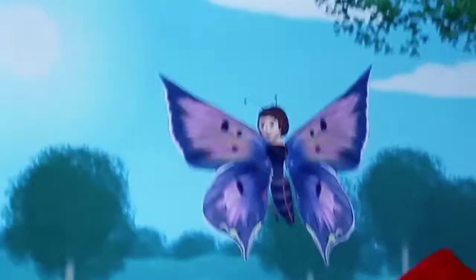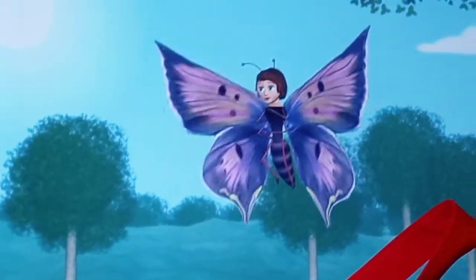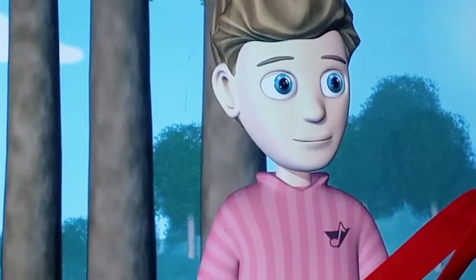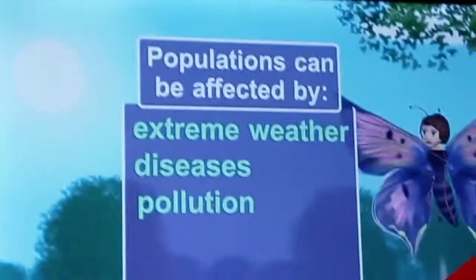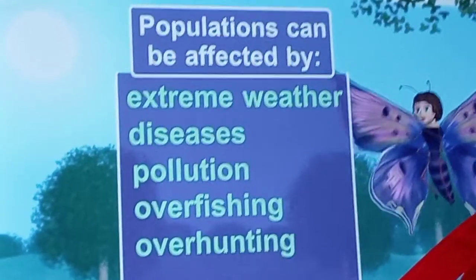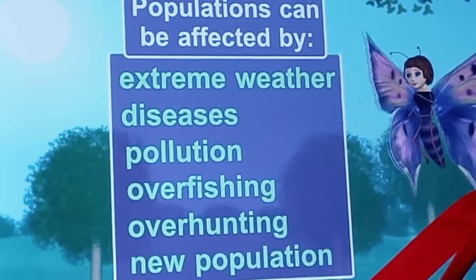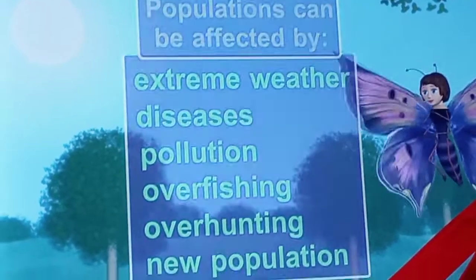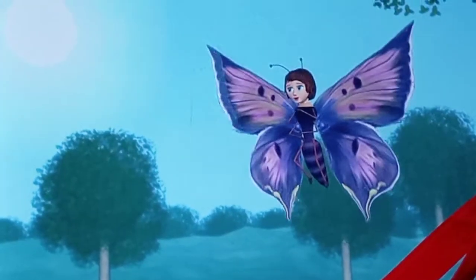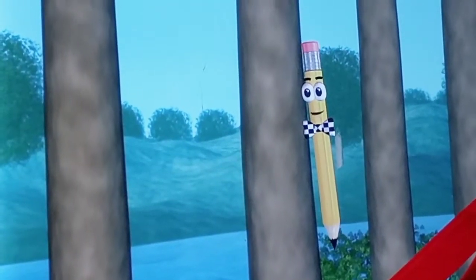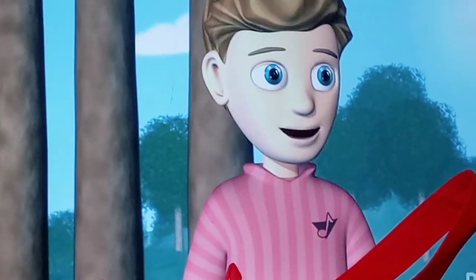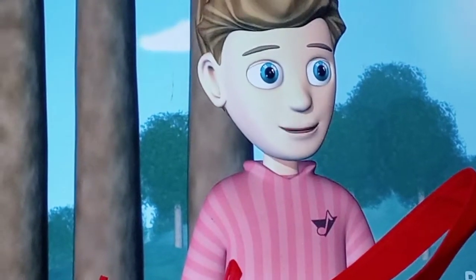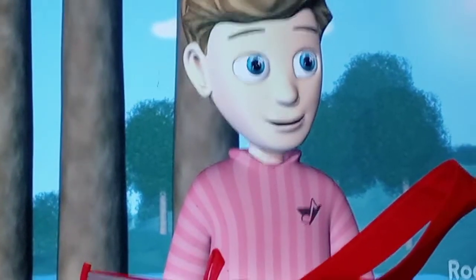Things can change in a habitat or in the population itself that will negatively affect the numbers of the population. Like what? Extreme weather, diseases, pollution, overfishing, overhunting, or even introducing a new population of animals. Any of these can have a big effect on populations in an ecosystem. Nature is usually pretty good at balancing things over time. I can see that. Everything in the ecosystem is connected. And because they all depend on each other, a balance is maintained.